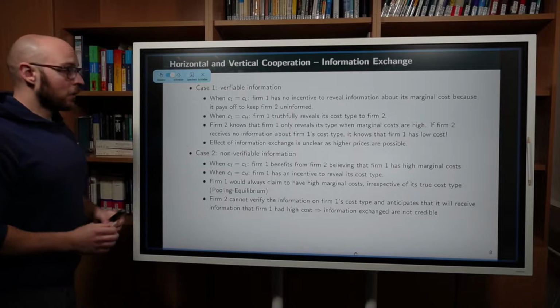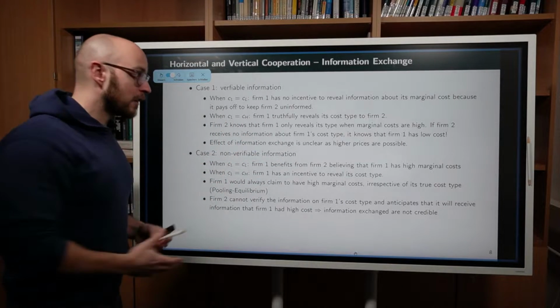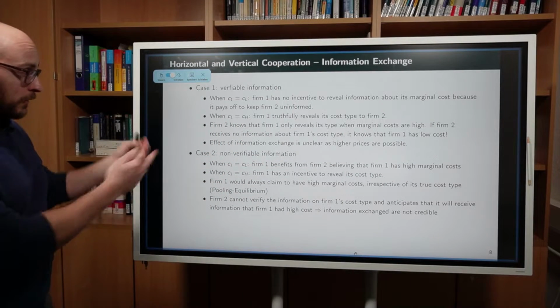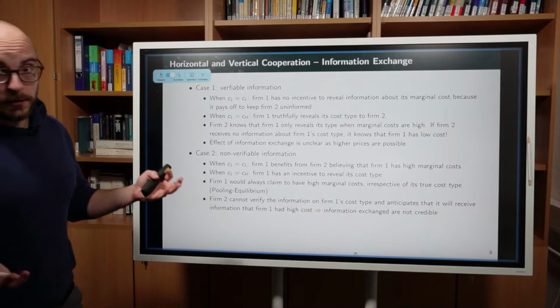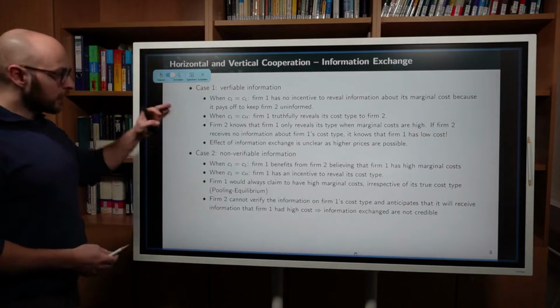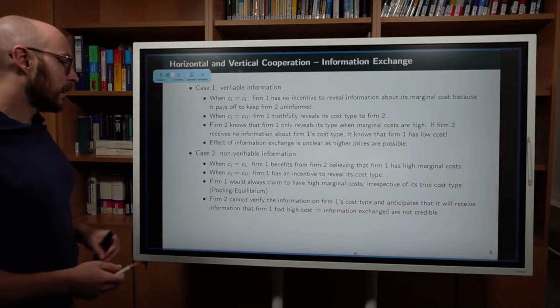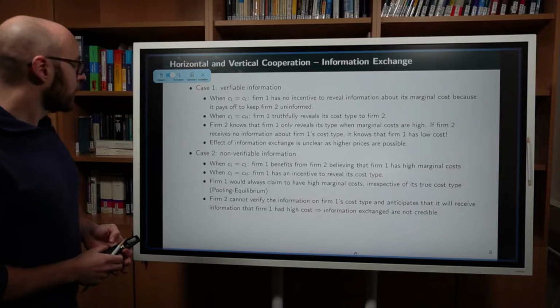Now, the effect of an information exchange is unclear because it might actually be the case that prices increase. We have just seen that, so it could be good or bad for consumers. Now, the other situation would be non-verifiable information. In that case, things are a little bit more tricky.